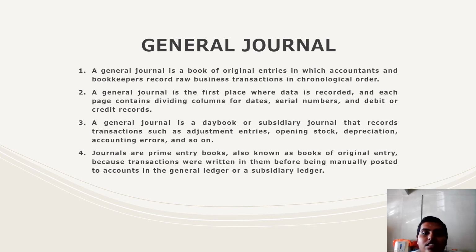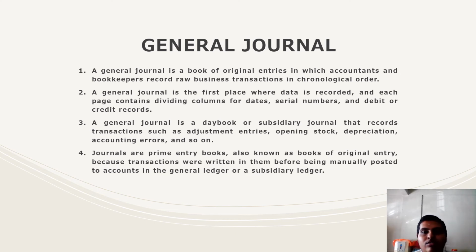So what are journals? Journals are prime entry books, also known as books of original entry, because transactions were written in them before being manually posted to accounts in the general ledger or a subsidiary ledger. It means journals are prime entry books, a book of original entry. So it is the first place where we record all the transactions or accounting data, accounting information, before we post it into the ledger accounts, whether it is the general ledger or a subsidiary ledger.